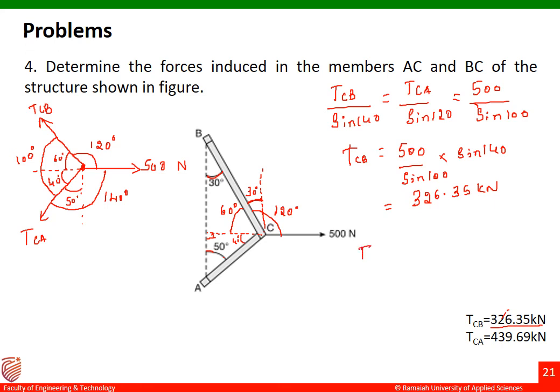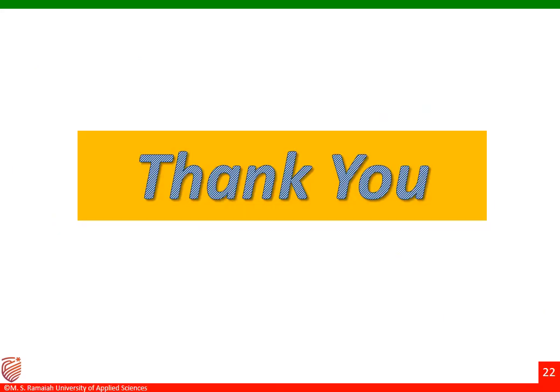Let us find out the answer for TCA. TCA is equal to 500 divided by sine 100 into sine 120 degrees. Let us substitute this in the calculator: 500 into sine 120 degrees divided by sine 100 degrees. We got the answer for TCA as 439.69 kilonewton. This is also matching with the answer shown on the slide. This completes my problem number 4 using Lami's theorem. Thank you.